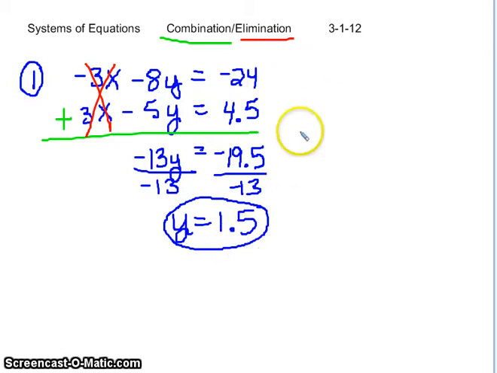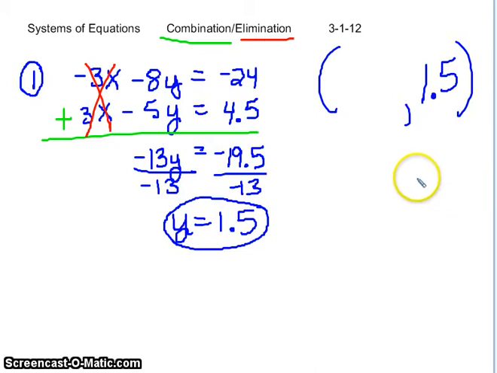So now I have the first coordinate, or the y, so I have 1.5, but I need an x. I don't have my final answer yet. Doesn't matter which one of these equations we use. You know me, I avoid negatives at all costs. So 3x minus 5y is equal to 4.5.